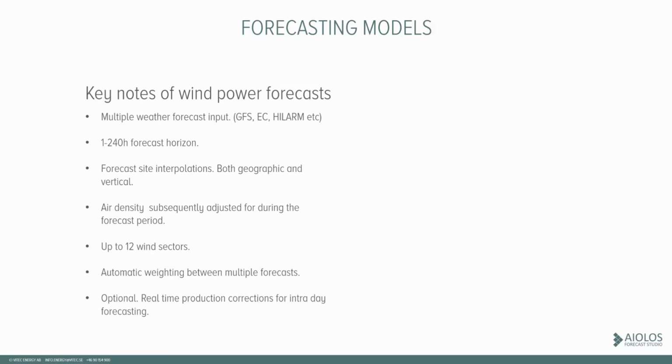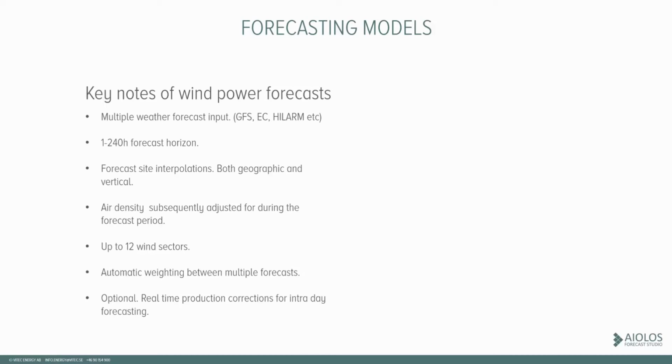So let's move on to the models for production forecast instead, and we can start with wind power. We have the multiple weather forecast input here as well, and as you can see there are some different models that are represented. If you would like a closer look at those, please feel free to contact us and we can give you a detailed description. You can make forecasts for a horizon of 1 to 240 hours, both for trading purposes and also for maintenance purposes, for example.